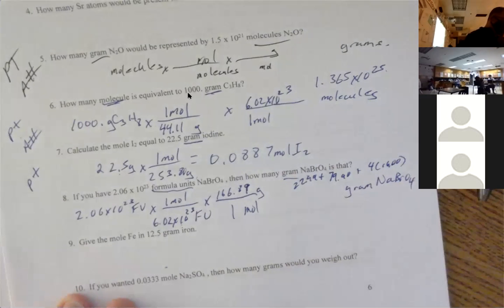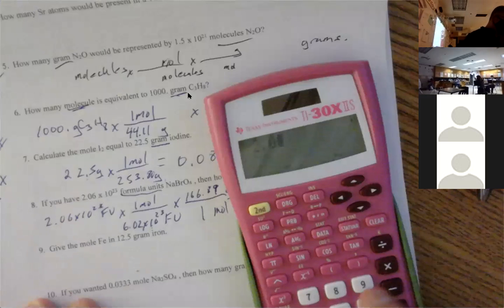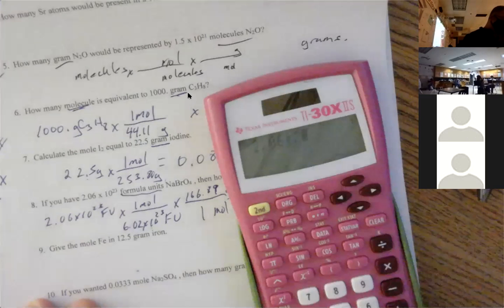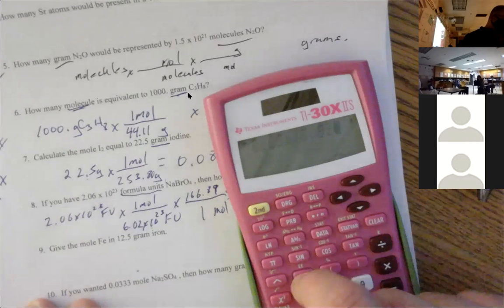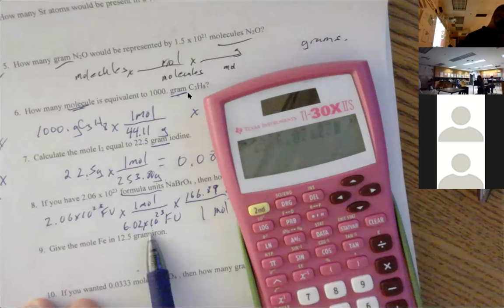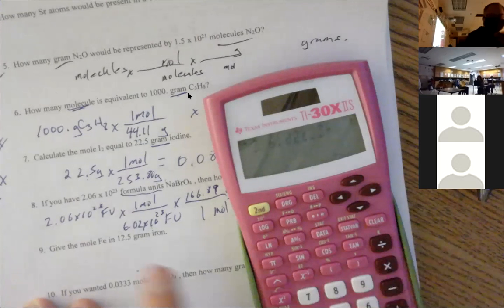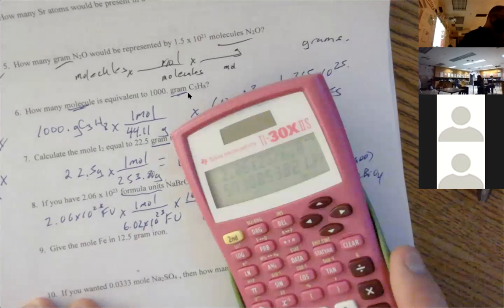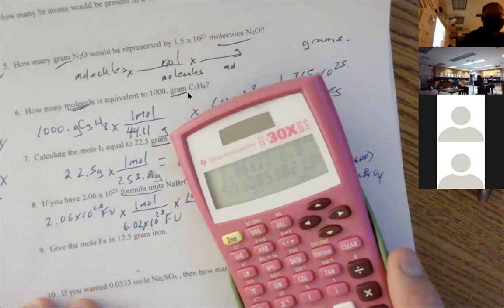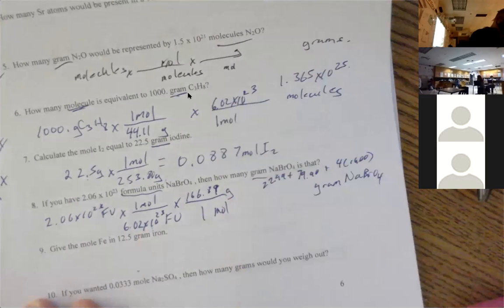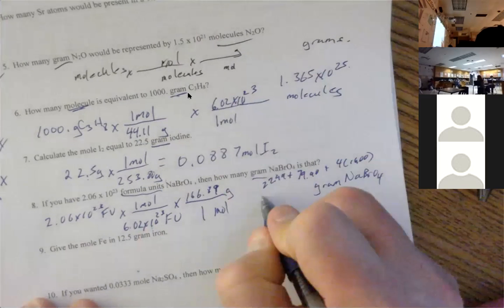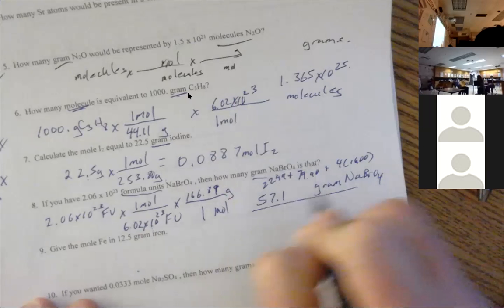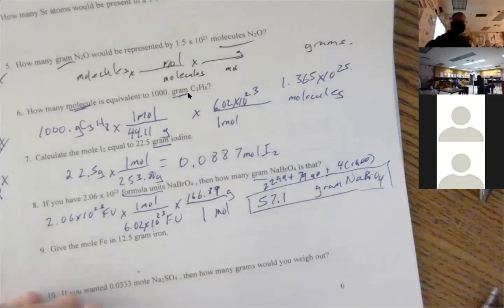Now we use the calculator. 2.06 times 10 to the 23rd divided by 6.02 times 10 to the 23rd times, since that's on bottom, we divide. Since this is on top, we multiply. 166.89. It gives me 57.1 grams.